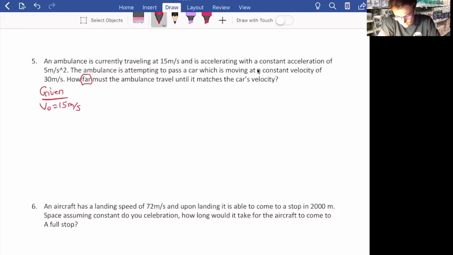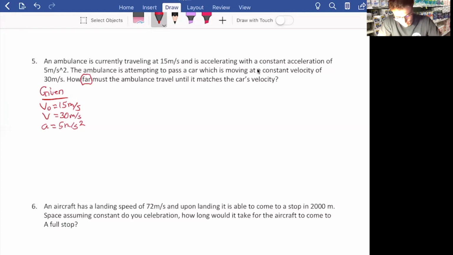It's accelerating at a constant acceleration of 5 meters per second squared. An ambulance is attempting to pass a car which is moving at a constant velocity of 30 meters per second. How far must it go until it matches the car's velocity? So what is the final velocity going to be? Well, the final velocity is going to match the other car's. So it's going to be 30 meters per second.